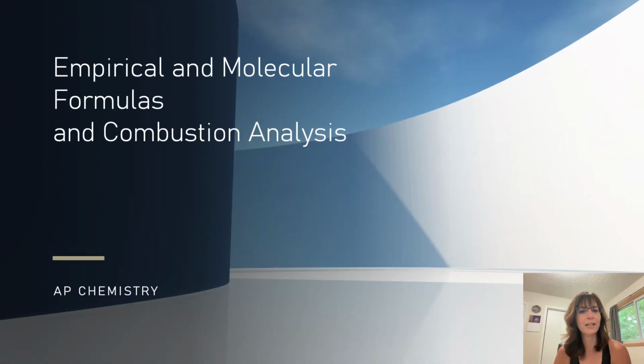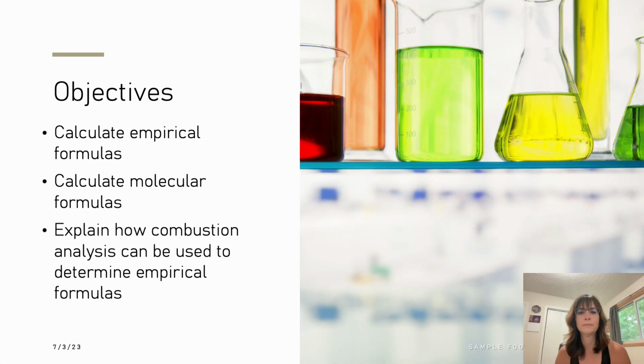Hello, AP Chemistry. This time let's take a look at how we find empirical and molecular formulas, what the difference between the two is, and how combustion analysis is used to find empirical formulas. There are three basic objectives to this lesson: calculating empirical and molecular formulas, and explaining how combustion analysis is used to determine empirical formulas.